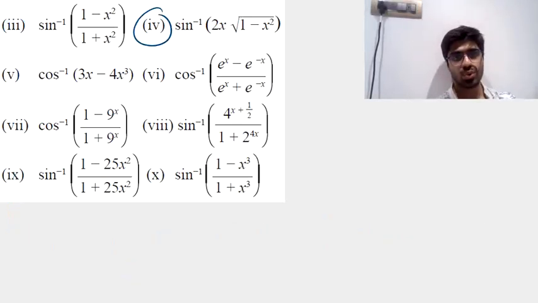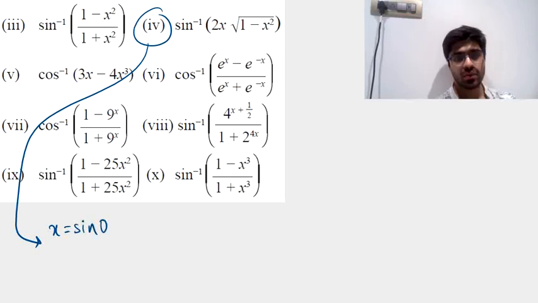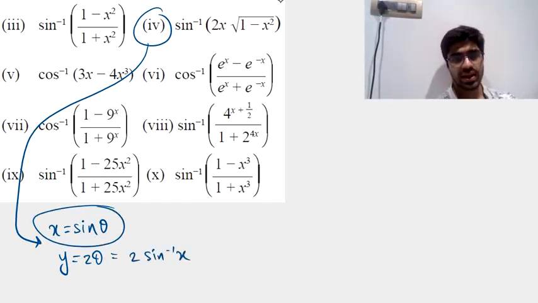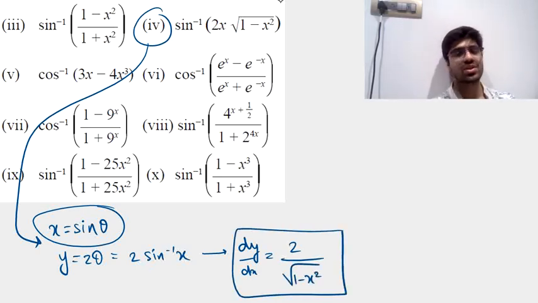Continue with the next one, the fourth one, where it's more preferable to take x as sine theta. So you get 1 minus x square is cos square theta. Root of it will be cos theta. So 2 sine theta cos theta will be sine 2 theta. Sine inverse of sine 2 theta makes it 2 theta. So we have y as 2 theta, and that becomes 2 times sine inverse x, because theta from here is sine inverse x. So dy by dx becomes 2 into the derivative of sine inverse x, which is 1 upon root 1 minus x square.